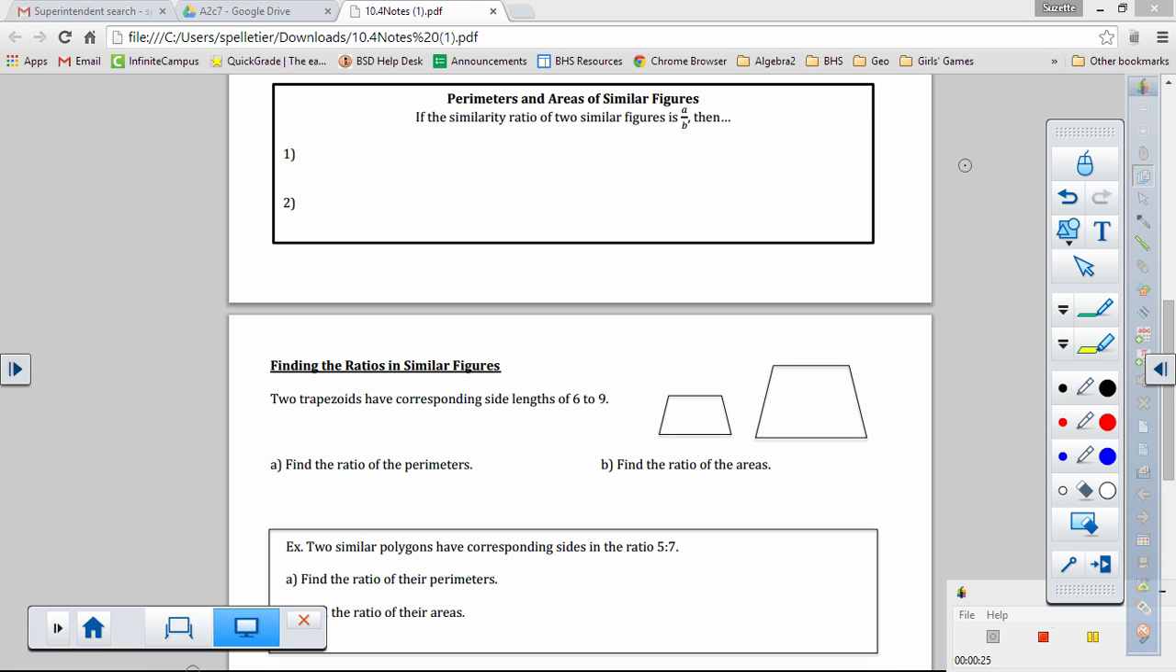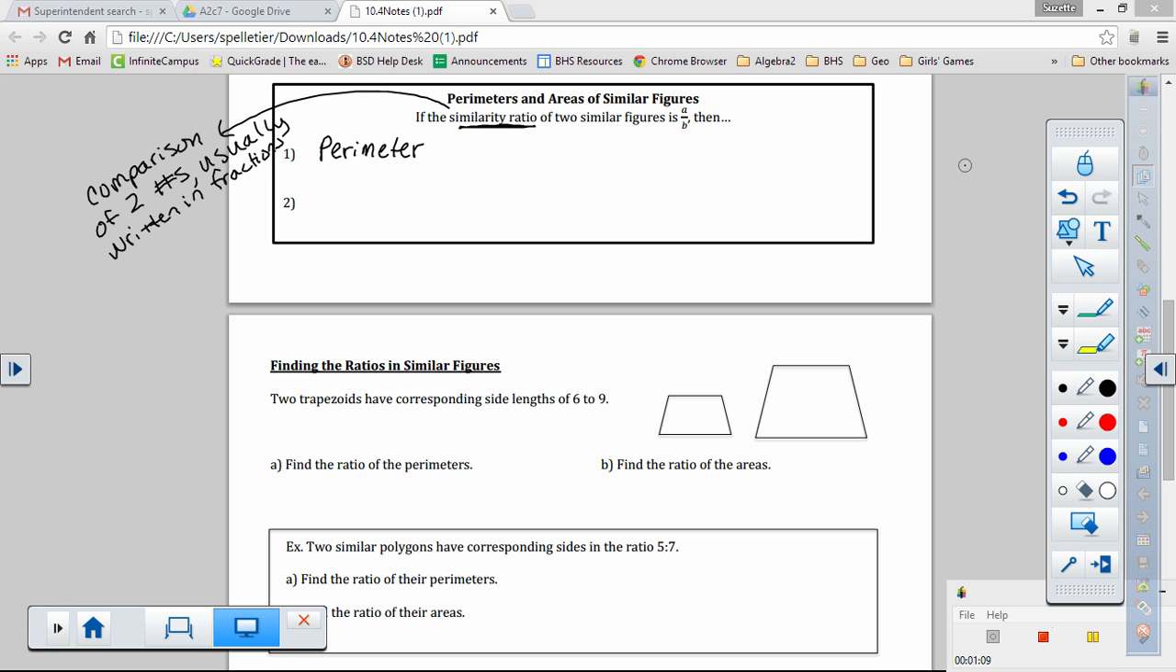All right, perimeters and areas of similar figures. So hopefully you've already discovered that the ratio of the perimeter, so we're talking about similarity ratios, and ratios are fractions, okay? So a similarity ratio, remember, is a comparison of two numbers, and they are usually written in fractions, okay? So I want you to keep that in mind, usually written in fractions.